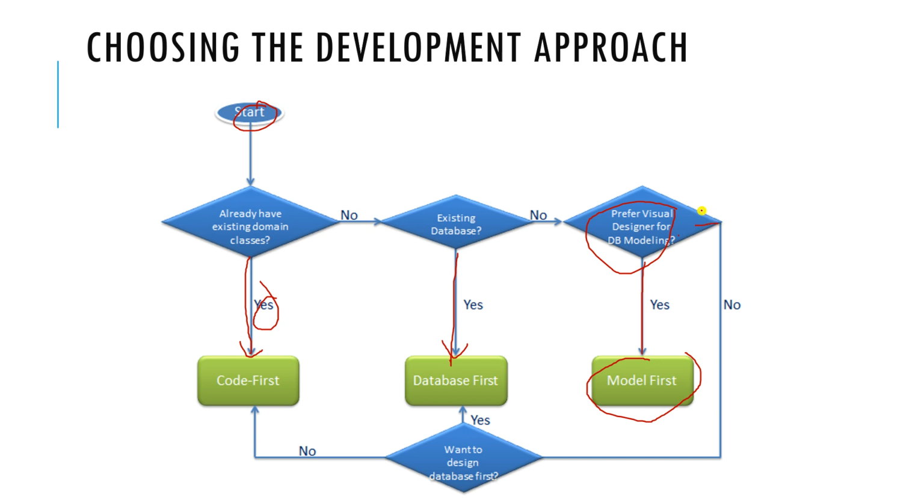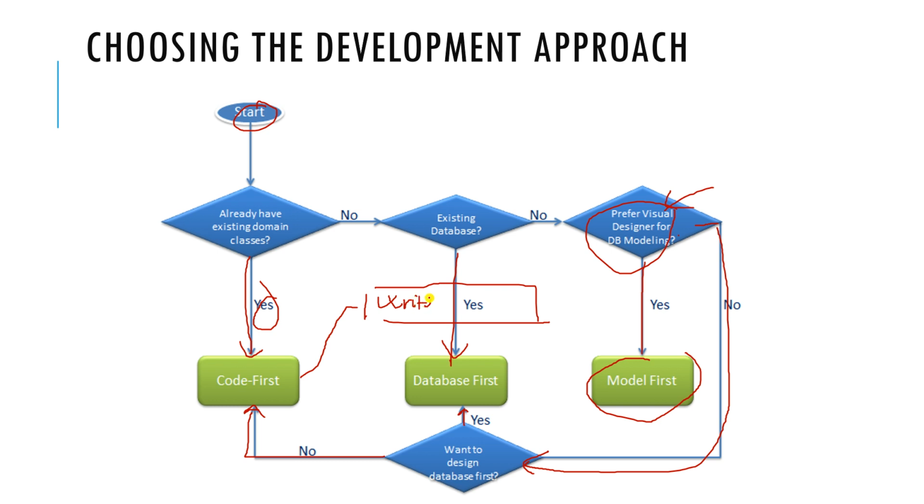If we also don't have this, we come back to this step. Do you want to design a database first? If yes, we go to database first. If no, we come back to code first. And after that, we write code. This is the end of the process. Here I presented how we can choose the development approaches.